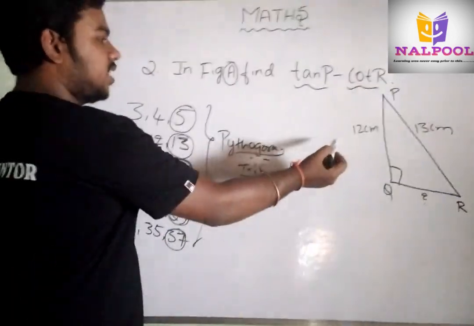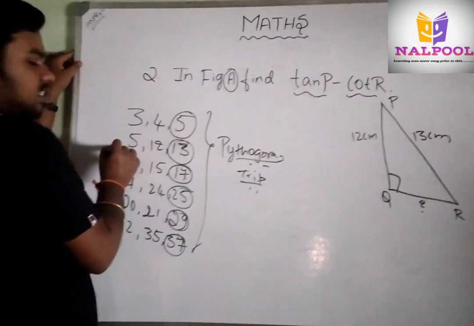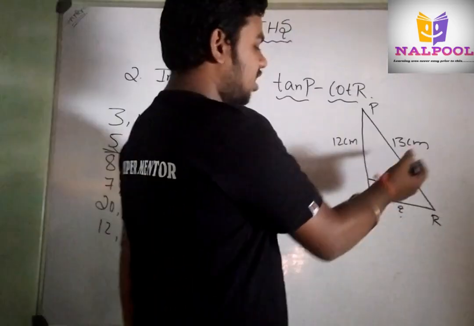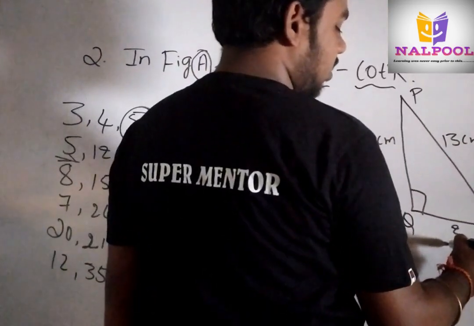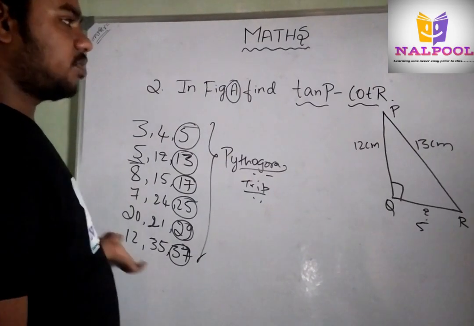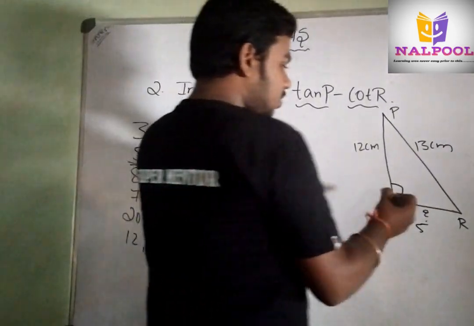Here they have given 12 and 13. Which one is the remaining value? It is 5. You can apply Pythagoras theorem and find out, but remember at least these 5 Pythagorean triplets. It will be very easy. 5 cm.